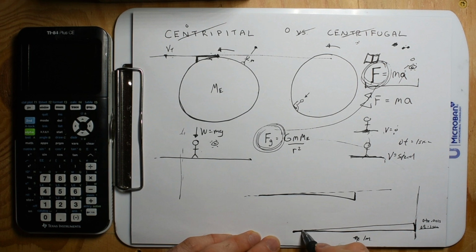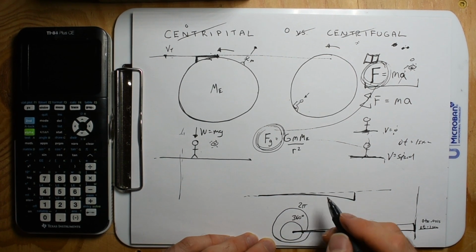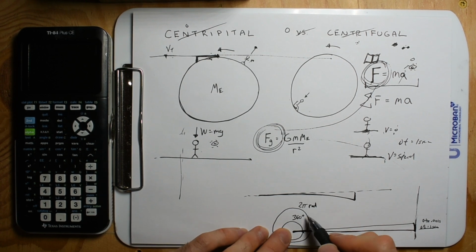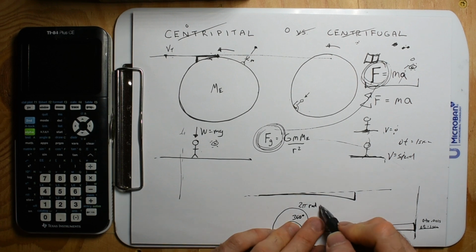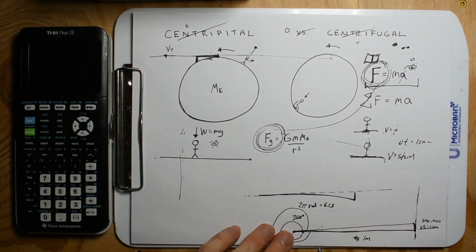And in a circle, you have 360 degrees. You also have 2 pi radians. That's another way to say 1 revolution of a circle. 2 pi radians is the same thing as 360 degrees, you know what I mean? It's just 6.28 divided up across the whole thing.